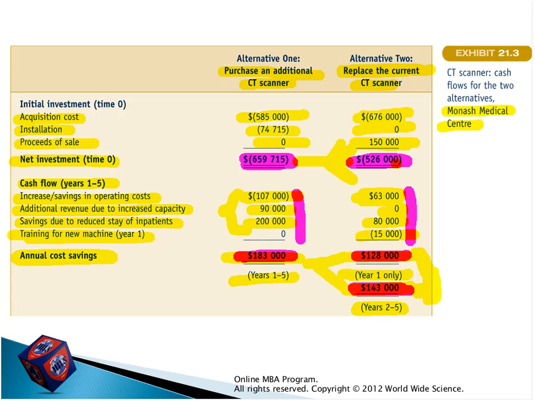Before proceeding, let me answer your question. So you're still asking me how we find the 143,000 of the cost savings for the second project. In the example, the amount is already given without any explanation of details. So you just have to consider the total amount of the 143,000 between years 2 and 5. The details are not given. Other examples could be different.